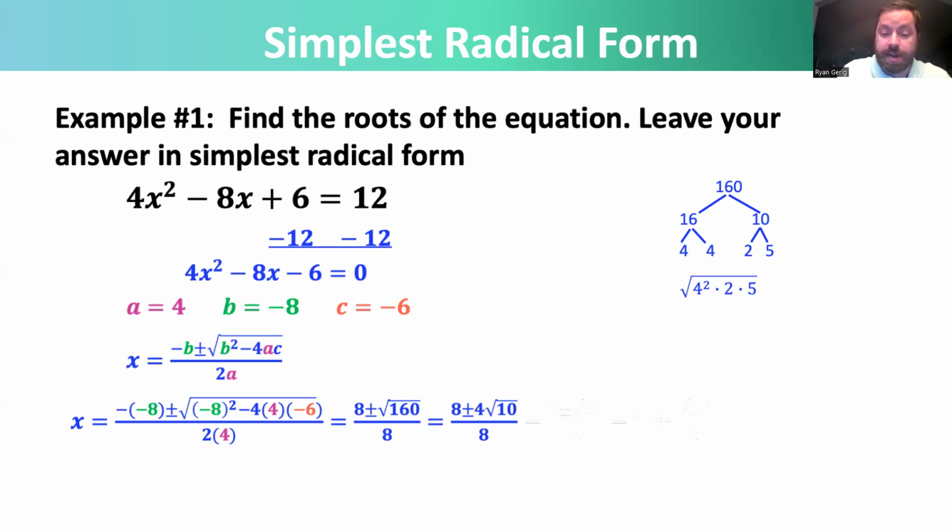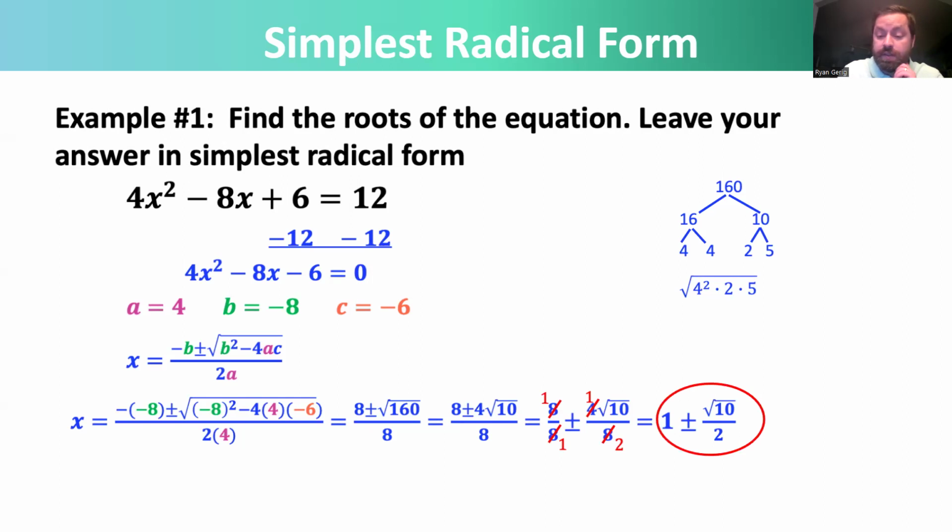Okay, now that denominator of 8 goes with both parts of the numerator. So if I split this fraction up, I have 8 over 8 plus or minus 4 radical 10 over 8. And now I can reduce. 8 and 8 reduce to 1 over 1, and 4 and 8 reduce to 1 over 2. So I could rewrite this as 1, since 8 over 8 is 1, plus or minus 1 radical 10, or just radical 10, over 2. That's one way of reducing and simplifying and leaving your answer in simplest radical form.